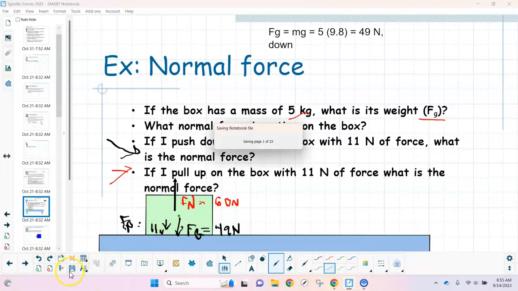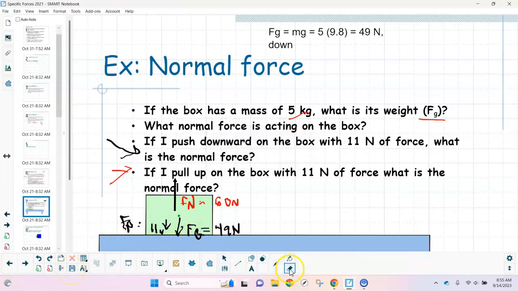So this new situation is we're trying to figure out what is going to happen to the normal force if we take this pushing or pulling force and make it go up. So again, we still have 49 going down. The gravity force hasn't changed because m hasn't changed and the acceleration due to gravity hasn't changed. So this is a constant value. But now we're applying a force going up. If I apply a force going up, I'm taking away some of the force that the normal force has to supply. So I was trying to shrink the arrow.